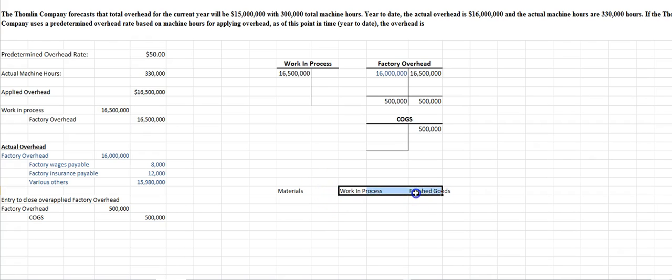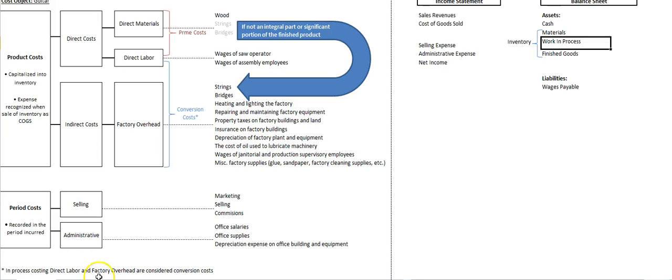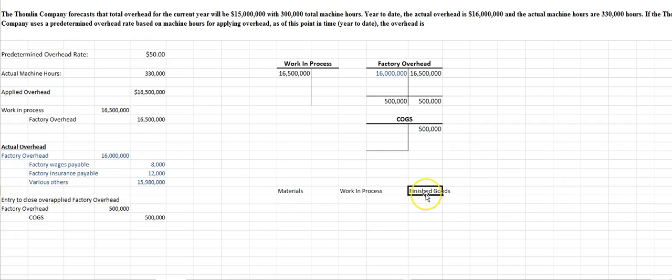Okay, these three are all part of the inventory account: materials, work in process, and finished goods. They just happen to be in different stages, right? This is the raw stage, this is the middle stage, and this is the final stage. But all three are part of inventory. If you look over here, you see in the balance sheet, materials, work in process, and finished goods. And then finally, when you sell the finished goods, you recognize it as an expense, cost of goods sold. And that's the flow of the product cost. It finally ends up as an expense, cost of goods sold.